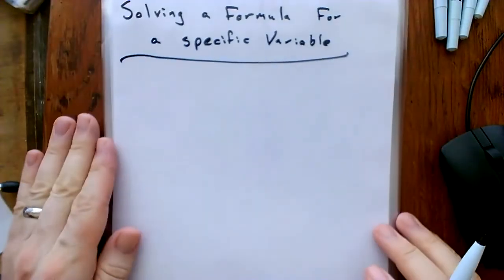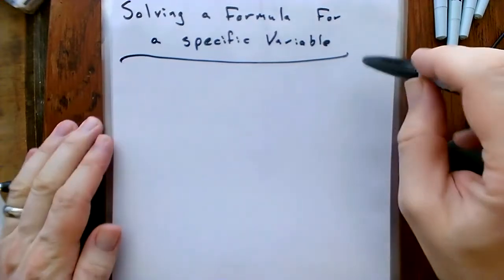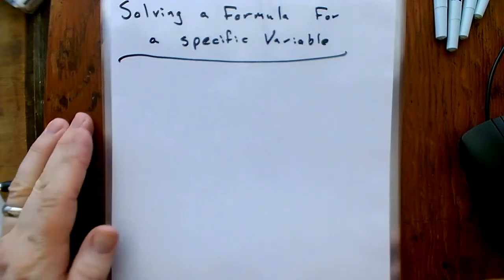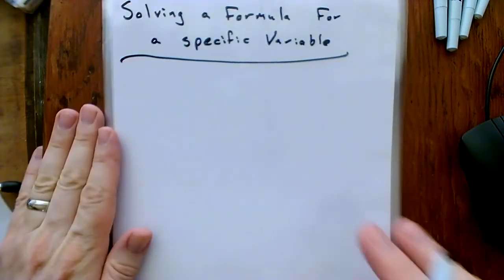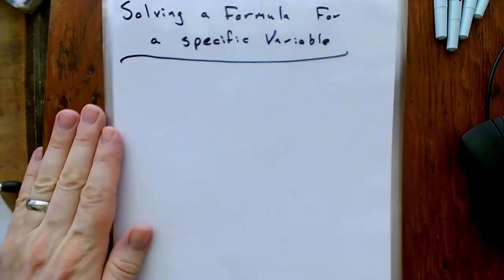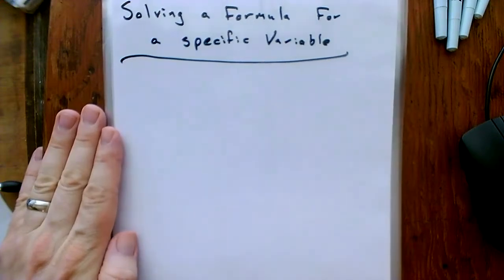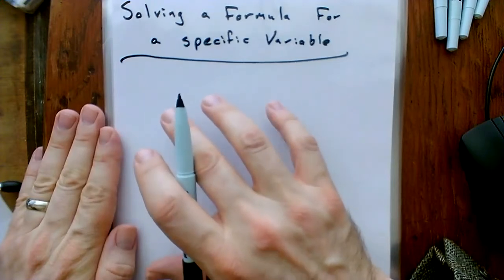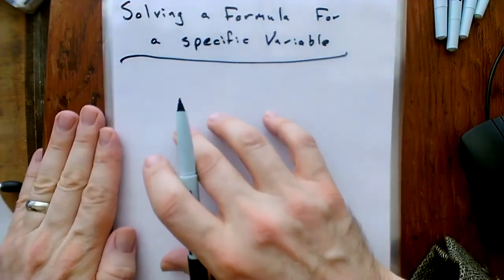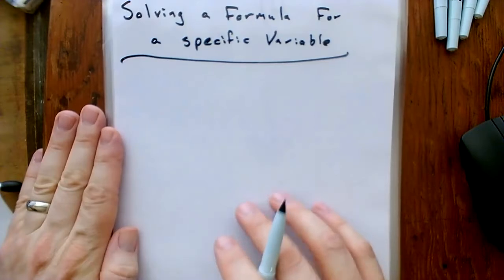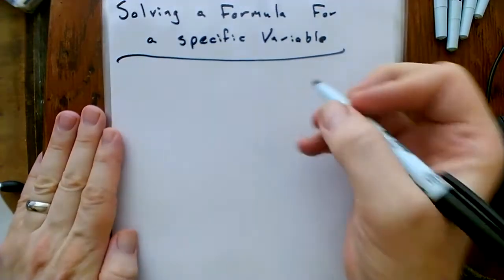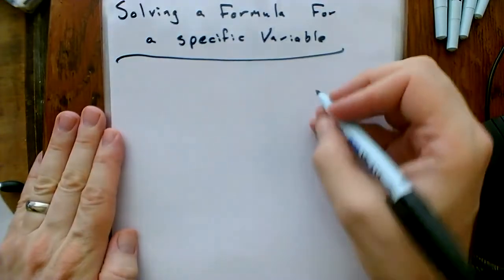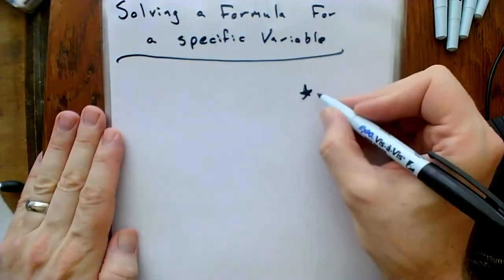All right, we're going to be talking about solving a formula for a specific variable. This is where you're going to be given some sort of formula, and you're just basically solving it for one variable in there. The main thing to remember is formulas are just equations, and you can use your same tools for solving equations. When you're solving equations, you usually start with doing things like adding or subtracting.